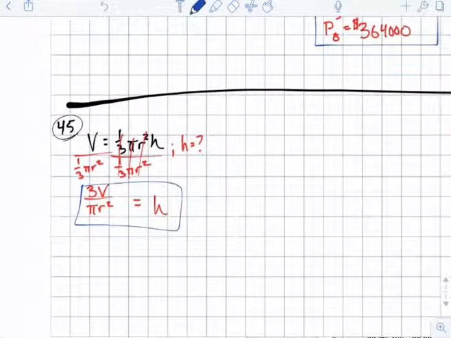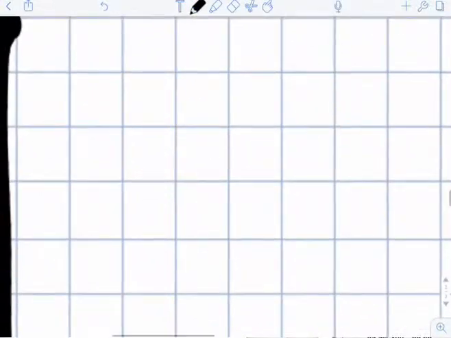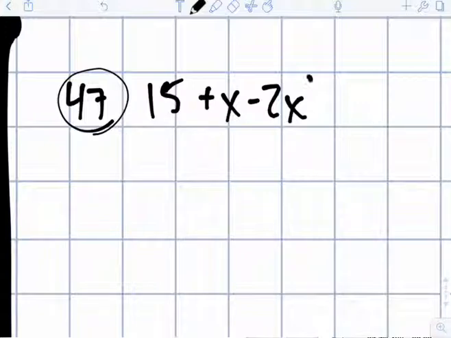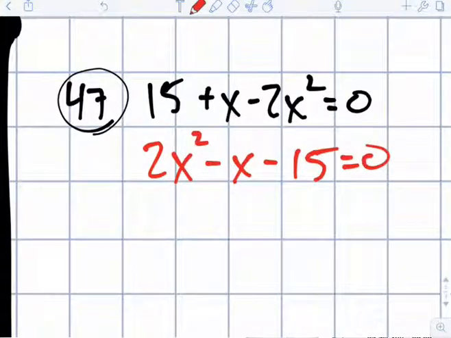All right, so moving on to the next, 1.4. We start with 47. These are quadratic. Solve any way you want to. 15 plus x minus 2x squared is equal to 0. I'll probably factor almost all of these because I am comfortable doing that. All right, so I flip the sign of everything and put it in standard form. 2x squared minus x minus 15 is equal to 0.